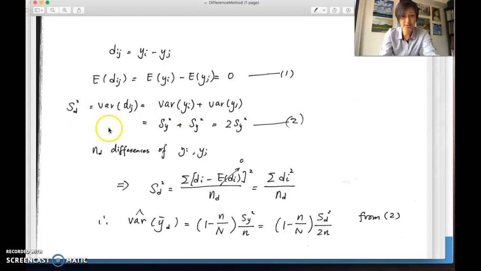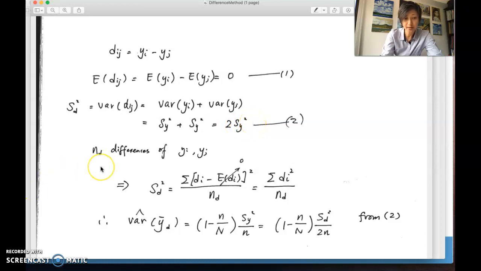Okay, so I'll read it out explicitly for you to look at the equations. First of all, the difference dij is equal to yi minus yj, and the expected value of the two is equal, so the expected value of the differences is indeed equal to 0. Then Sd square is equal to the variance of dij, and dij is the difference between two independent variables. So adding them up is actually equal to 2 Sy square. So we relate Sd square divided by 2 as equal to Sy square.